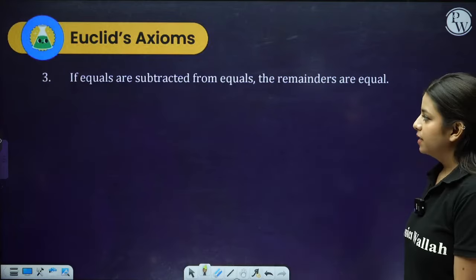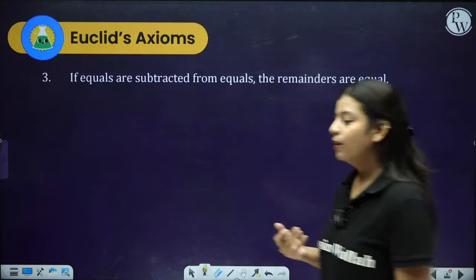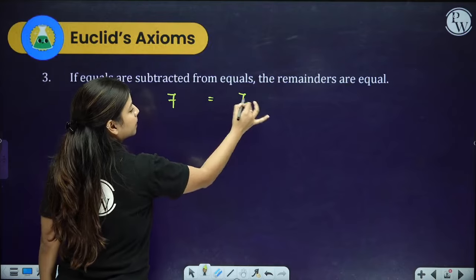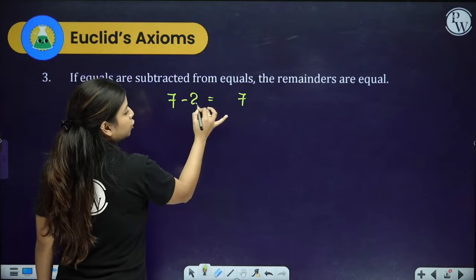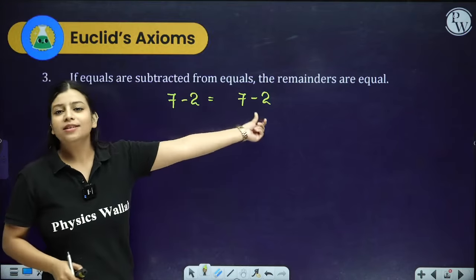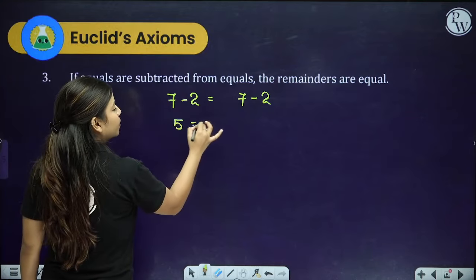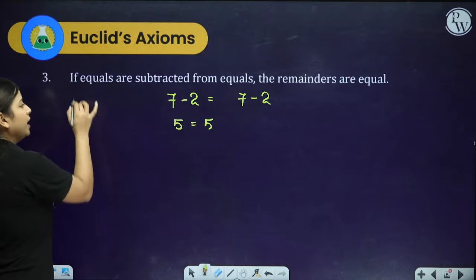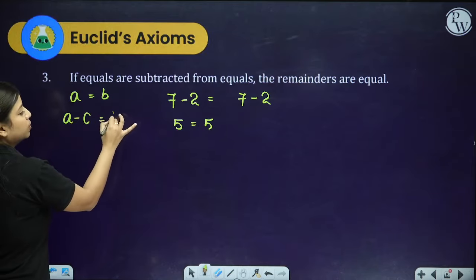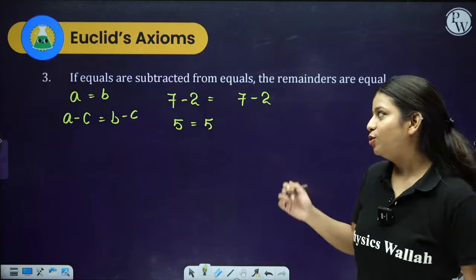Now the third axiom is: if equals are subtracted from equals, the results are also equal. Again, we know that 7 is equal to 7. If I subtract 2 from both sides, I have subtracted the same thing from both sides, minus 2. Now this 5 will be equal to 5. So we can say if A is equal to B and I subtract the same thing from both sides, the results will also be equal to each other.